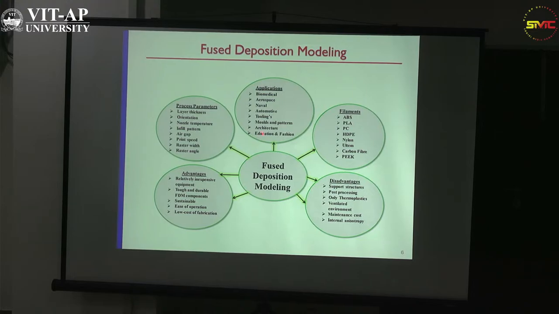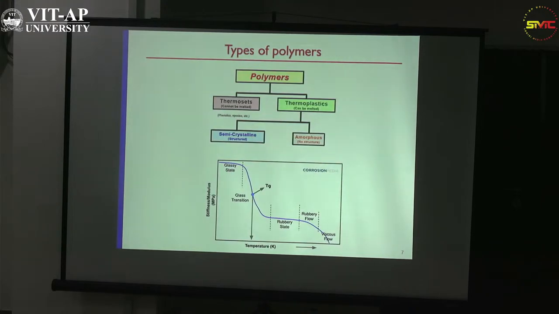When it comes to the applications, starting from biomedical to nowadays even houses are getting 3D printed using fused deposition modeling. Then finally these are all the filaments, right? I will explain in detail about each and every type of material, starting from PLA, ABS, HDPE, high density polyethylene, right? Then next PEEK, ULTEM, some advanced materials are there. So I'm going to explain a few important things, please listen to me, right?